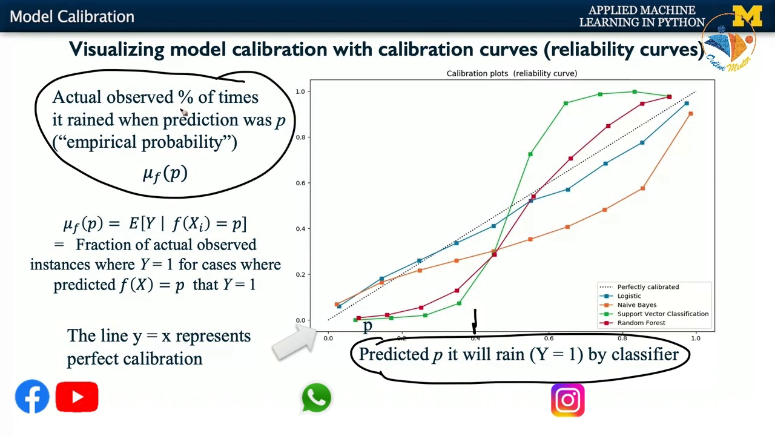So again, this is for all the days, in this case, all the days that were in the bin for which the classifier predicted a 0.4 chance of rain.